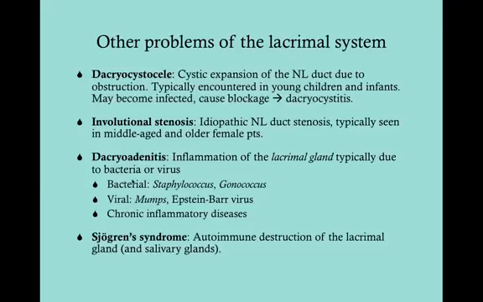Dacryoadenitis is a complication of mumps. And then chronic inflammatory diseases, again, like Wegener's or lupus, sarcoidosis, they can also cause dacryoadenitis. Sjogren's syndrome, of course, is that autoimmune destruction of the lacrimal gland. It can also affect the salivary gland. That's going to cause dry eye, chronic dry eye, as well as xerostomia.